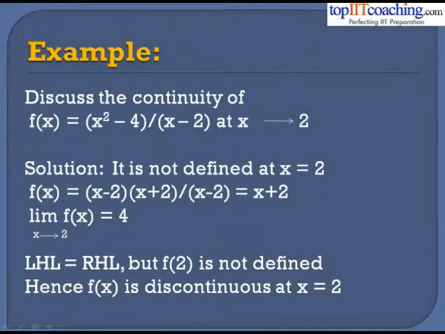Now f(x) is equal to (x minus 2) into (x plus 2) divided by (x minus 2). Now if I say that x is not equal to 2 but is close to 2, then we can cancel this factor x minus 2 and x minus 2 and we get f(x) equal to x plus 2. Now limit of f(x) when x tends to 2 is equal to 4. Therefore the left hand limit and the right hand limit is equal to 4. But we see that f of 2 is not defined. Therefore f(x) is a discontinuous function at x equal to 2.